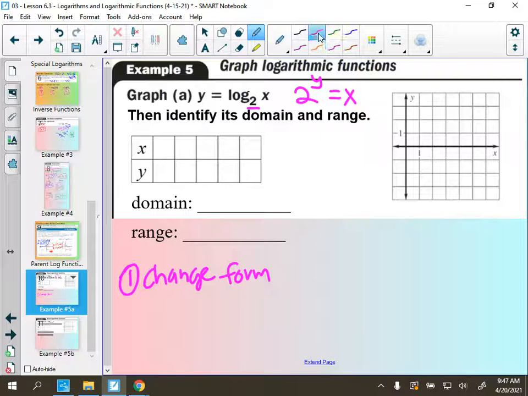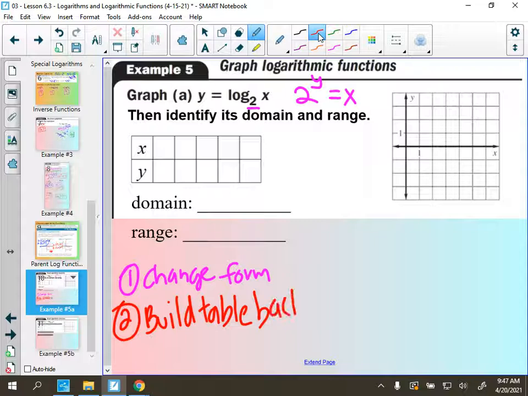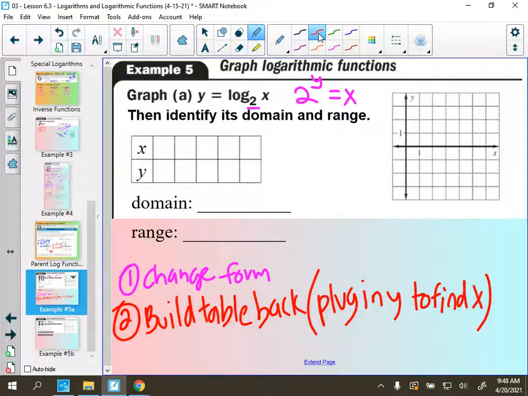And all we have left to do is basically build your table backwards. What I mean by that is plug in y to find x. Your whole life you've been picking an x value, doing some stuff to it, and finding y. Well, now we're going to decide on the output and then see what the input was, which feels weird, but with a base of 2, these are ones we can do in our head. All right, so let's pick a value for y.